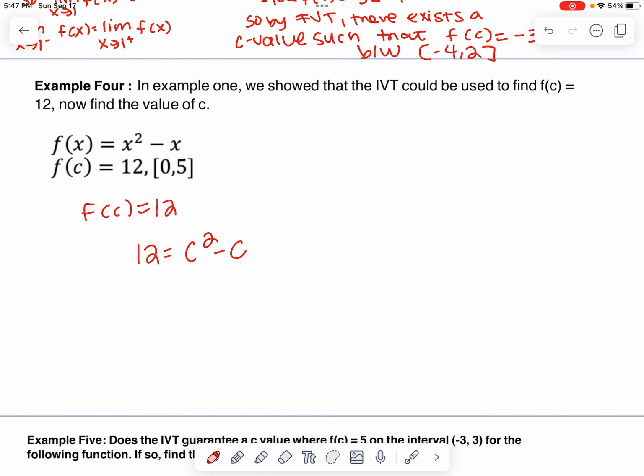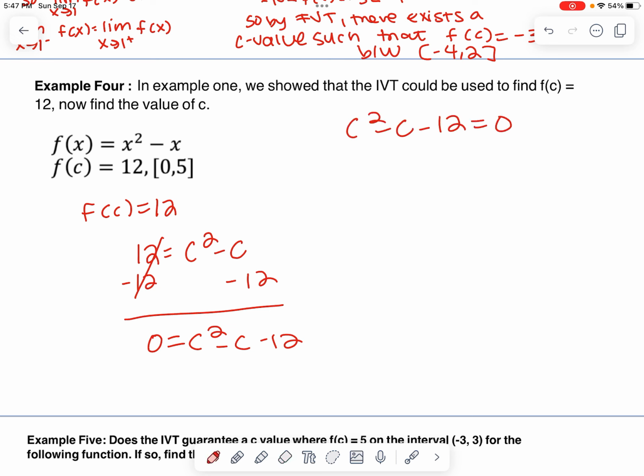And so now I just need to solve. This is a quadratic. If you don't remember how to solve a quadratic, this is a quick crash course. I am going to get everything on the same side. So I'm going to have 0 equals c squared minus c minus 12. I'm just writing it up here. c squared minus c minus 12 equals 0. The way that you solve a quadratic, if you're lucky, is you just factor it. If you can't factor it, sometimes you have to use the quadratic formula. But I think what goes into -12 and adds up to -1, and that is -4 and +3.